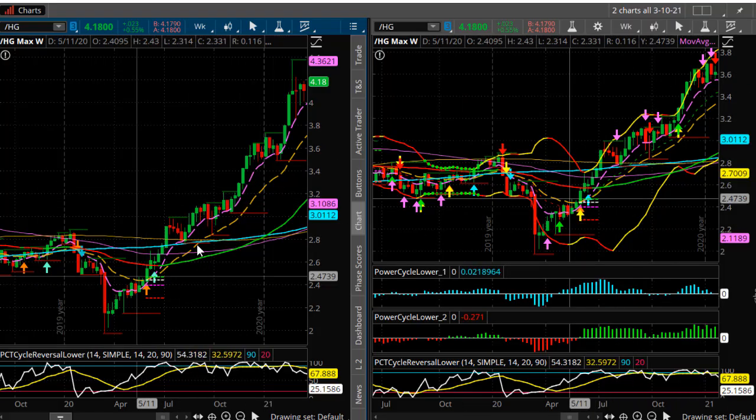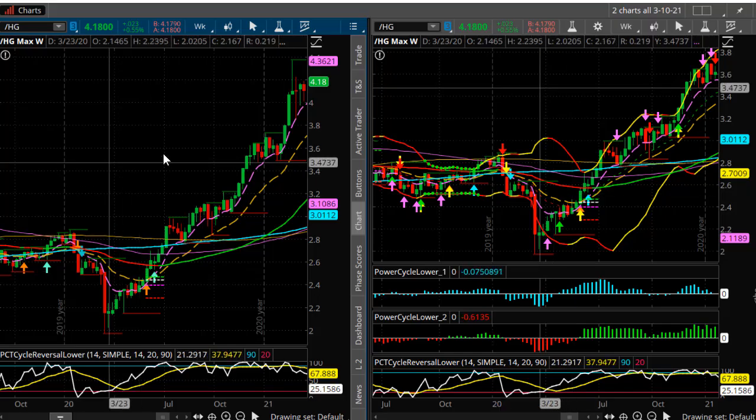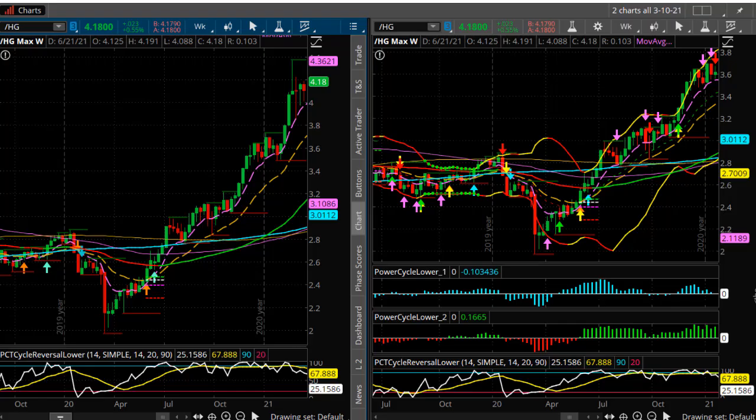So combining these types of tools together creates a really dynamic way to trade, and a great way to navigate these really crazy markets that we're in.